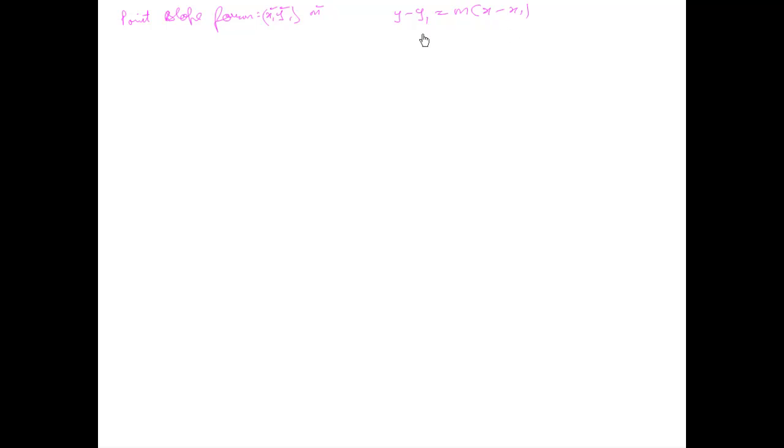Children, the point can be anywhere on the line, but the condition is it should be on the line. The point cannot be out of the line, children. Then that's not the equation of that particular line. We need to have the gradient or the slope of that particular line and the coordinates of any point on the line. The equation will come out to be the same, children.